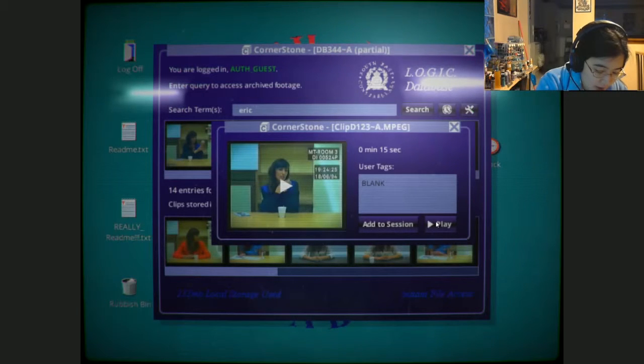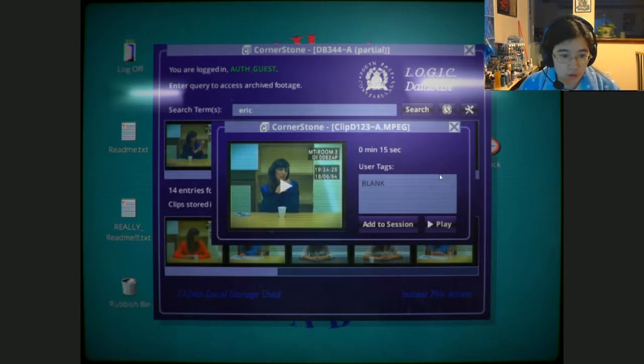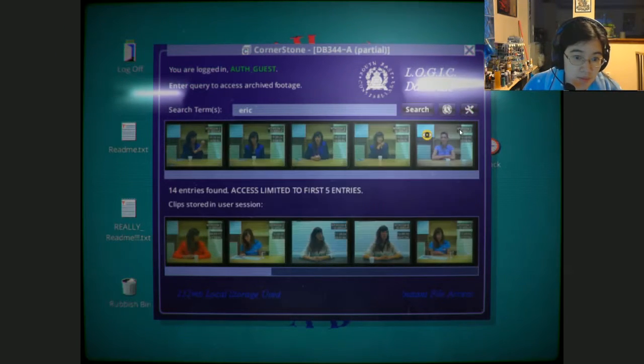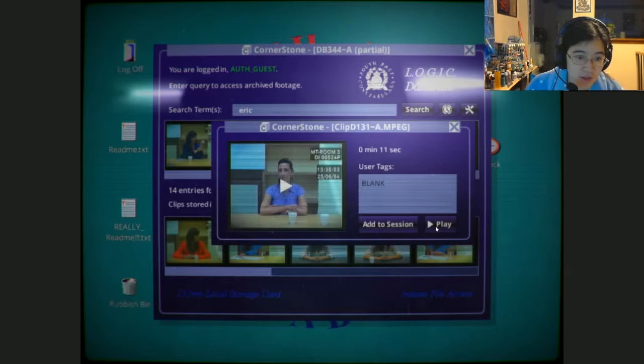Usually pays with cash. Alright, so Simon had a credit card, silver Visa, but preferred to pay with cash. I feel like that's going to be pretty important coming up. Now let's add that to session. And what's this last one?